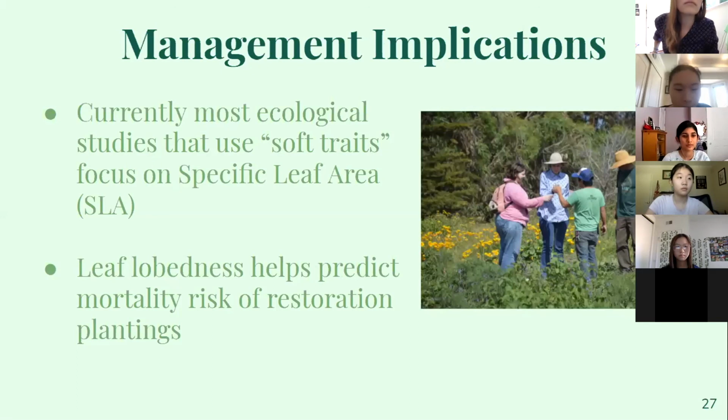Currently, most ecological studies that use easy to measure, or quote-unquote soft traits, focus on specific leaf area. However, we found that specific leaf area of herbaceous plants in coastal California was not consistently related to climate or taxonomic classification, unlike leaf lobedness, which could indicate that functional-based plant restoration or conservation should further consider less commonly measured soft traits. This is especially relevant to coastal California ecosystem management because other studies have found that leaf lobedness was important in predicting the mortality risk of restoration plantings.